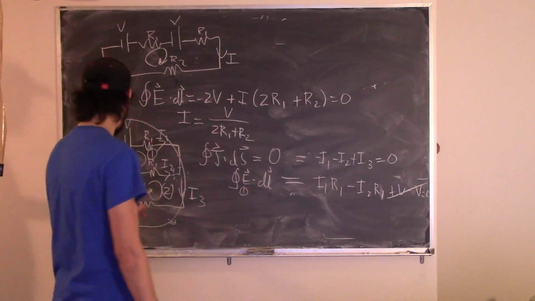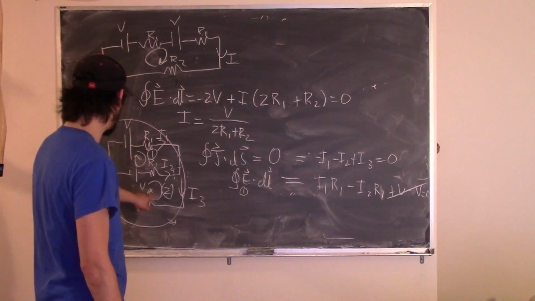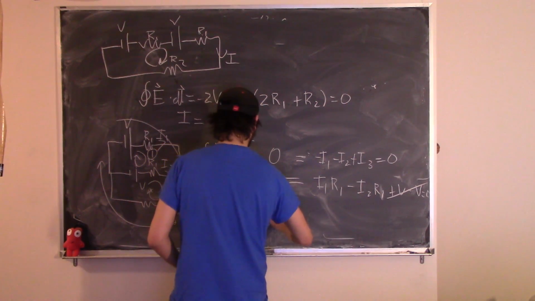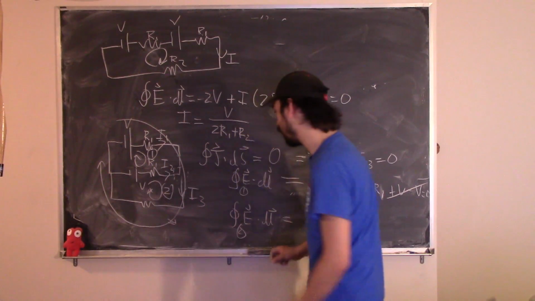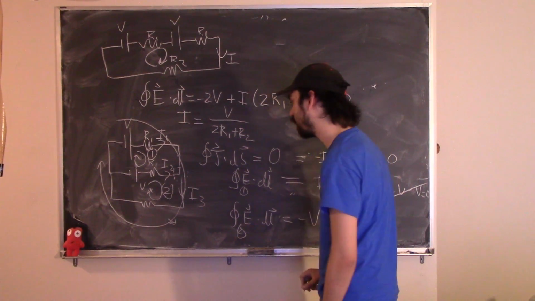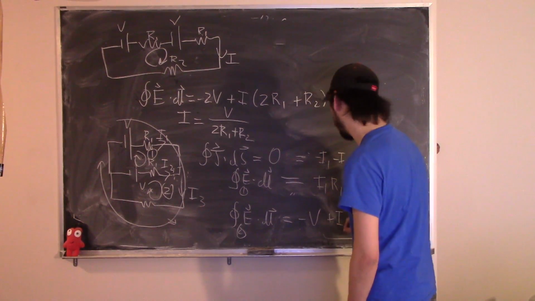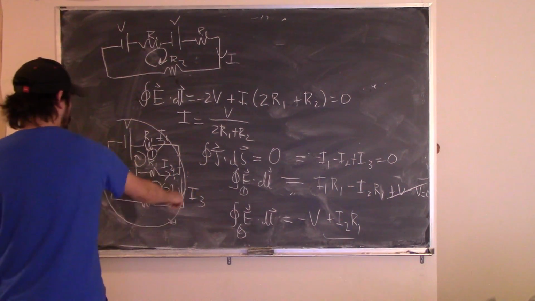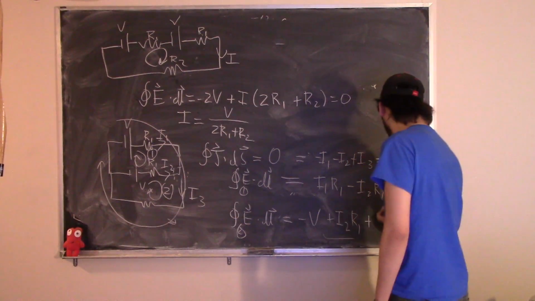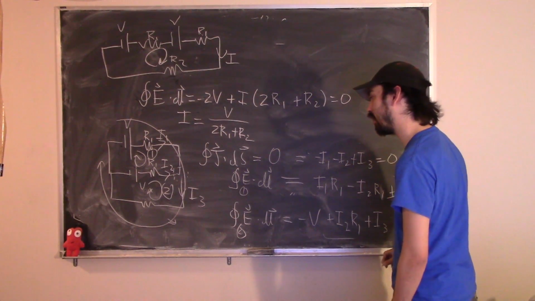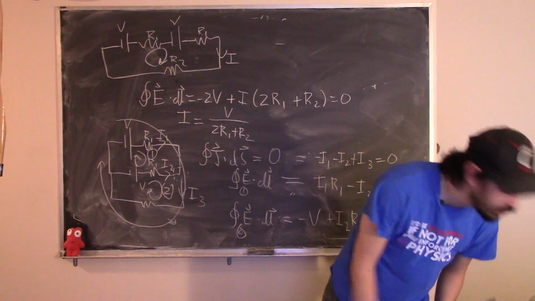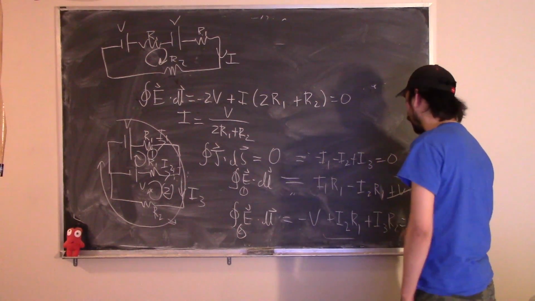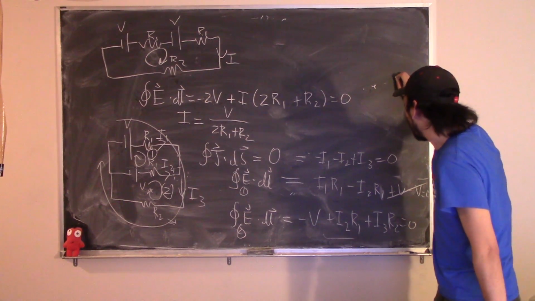I2 R1. Then this loop that I have here, so this is the integral around loop 2, says this is going to be equal to minus V plus I2 times R1, right? Coming around here, plus I3 times, what did I say this resistance was here? This is resistance R2. Is equal to 0.